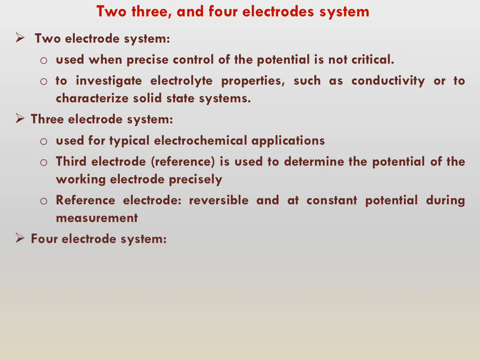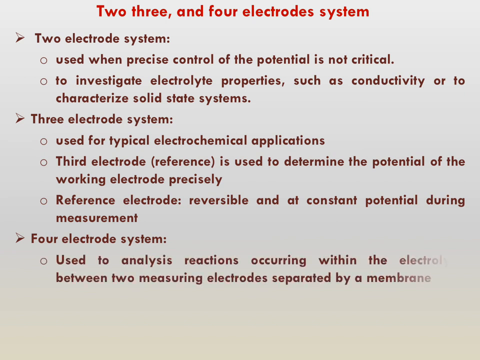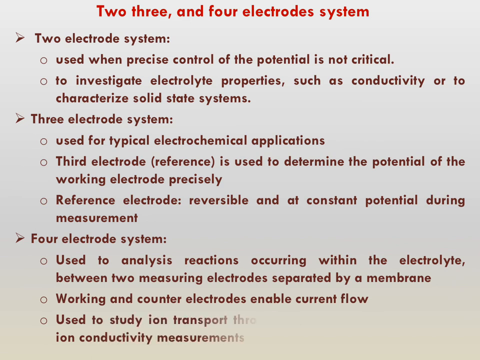A three electrode system is used for typical electrochemical applications, for example, a lithium ion battery. The third electrode, which is called the reference electrode, is used to determine the potential of the working electrode precisely. The reference electrode is reversible and maintained at constant potential during measurement.